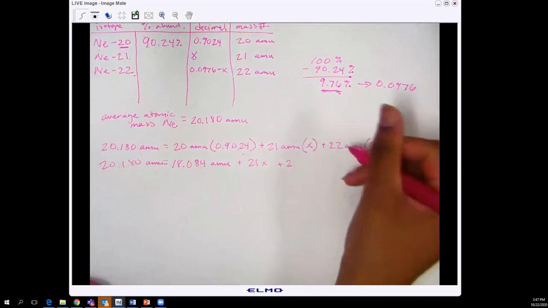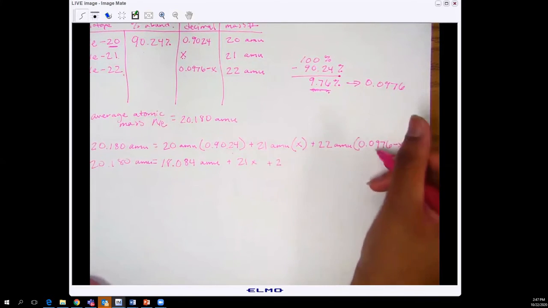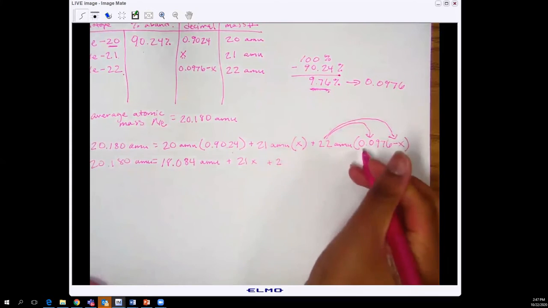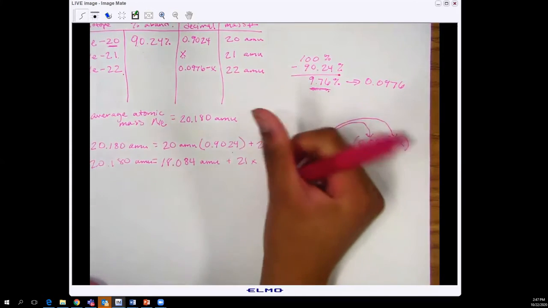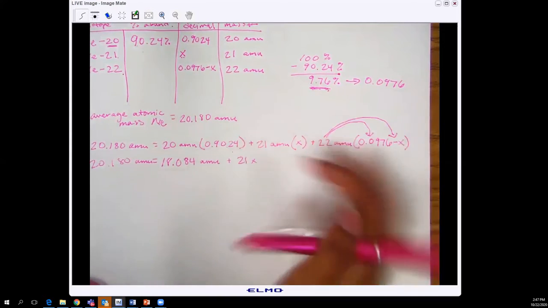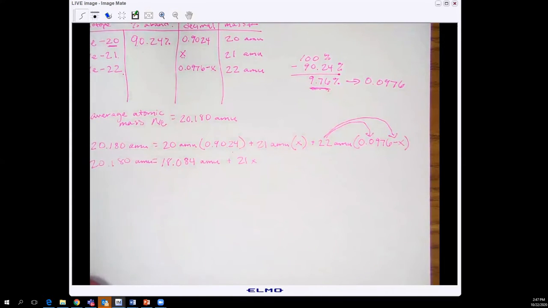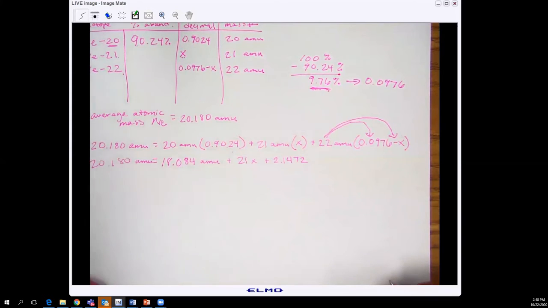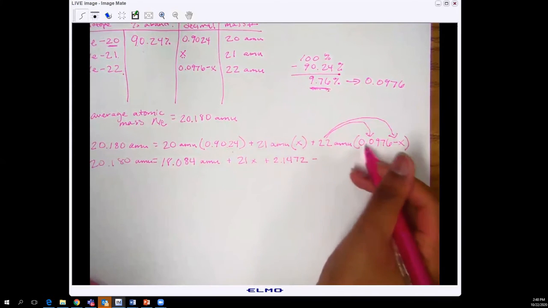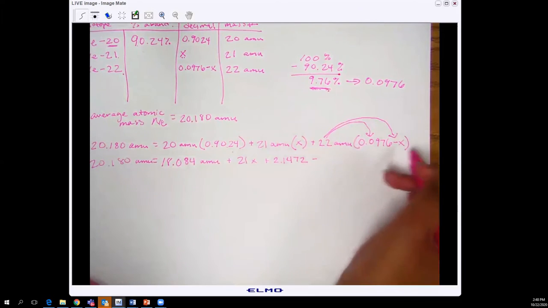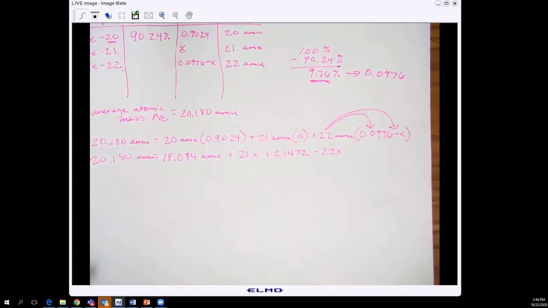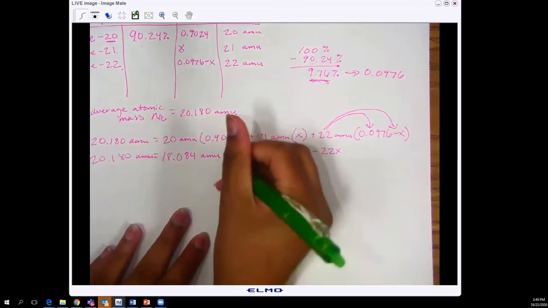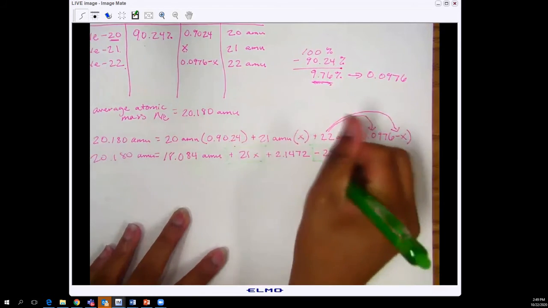All right, and for our 22 here, you can see that we're dealing with these parentheses. Remember, if you've got a number outside of your parentheses and some numbers inside, we're going to do some distribution. So we'll distribute our 22 to this decimal as well as to the negative x. If we do, you'll end up with 2.1472, and so that's our 22 times the 0.0976. And negative x times 22 gives us negative 22x. You can see here that now we're going to combine our like terms. So I'm going to circle those. We've got our 21x and our negative 22x. We can combine those, so those are like terms.